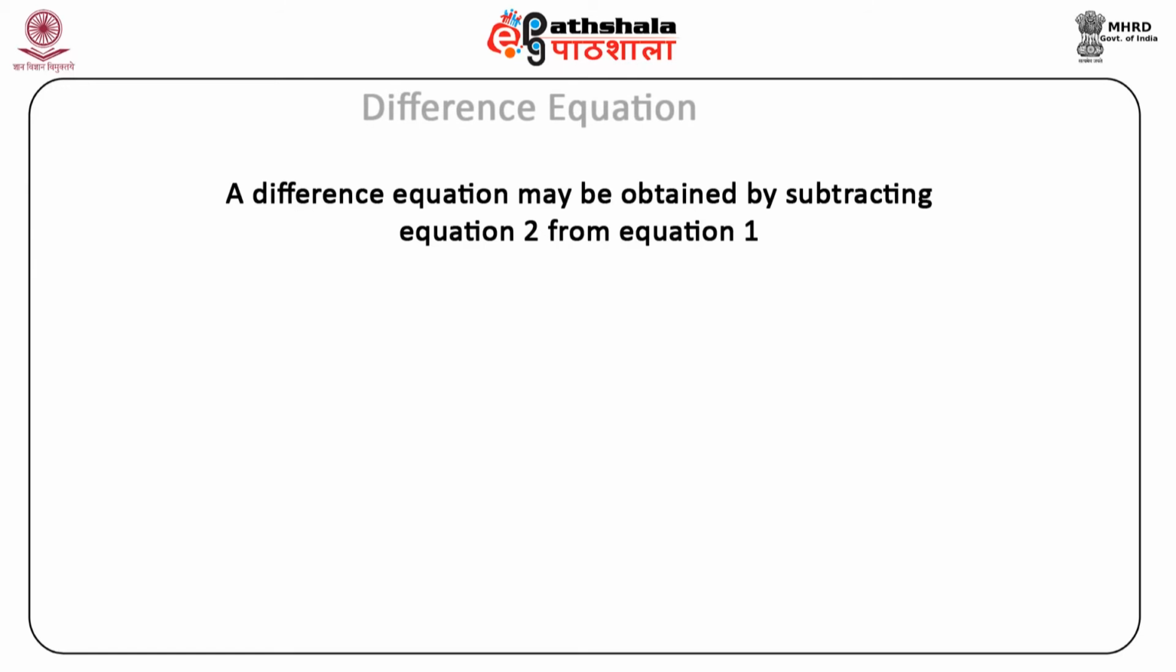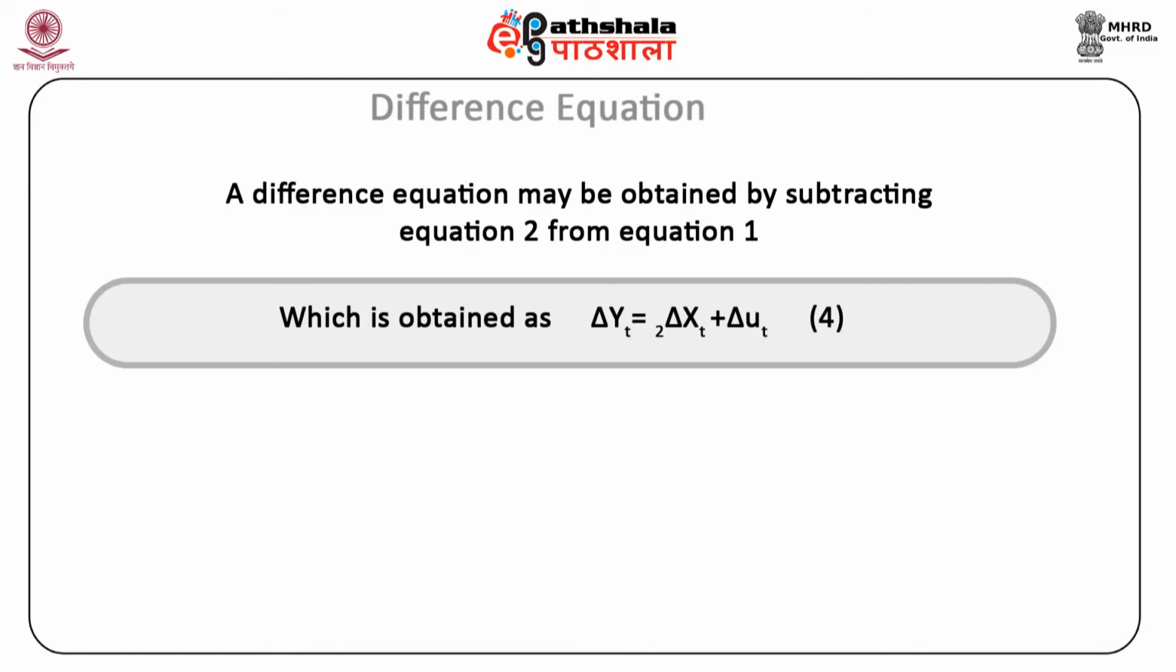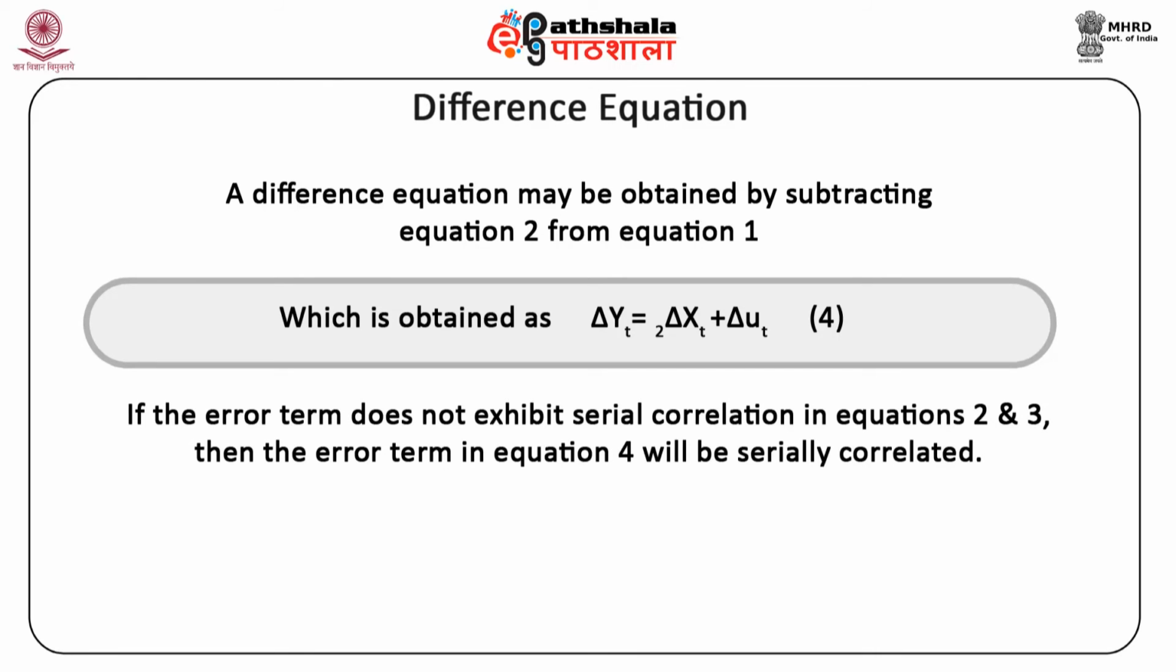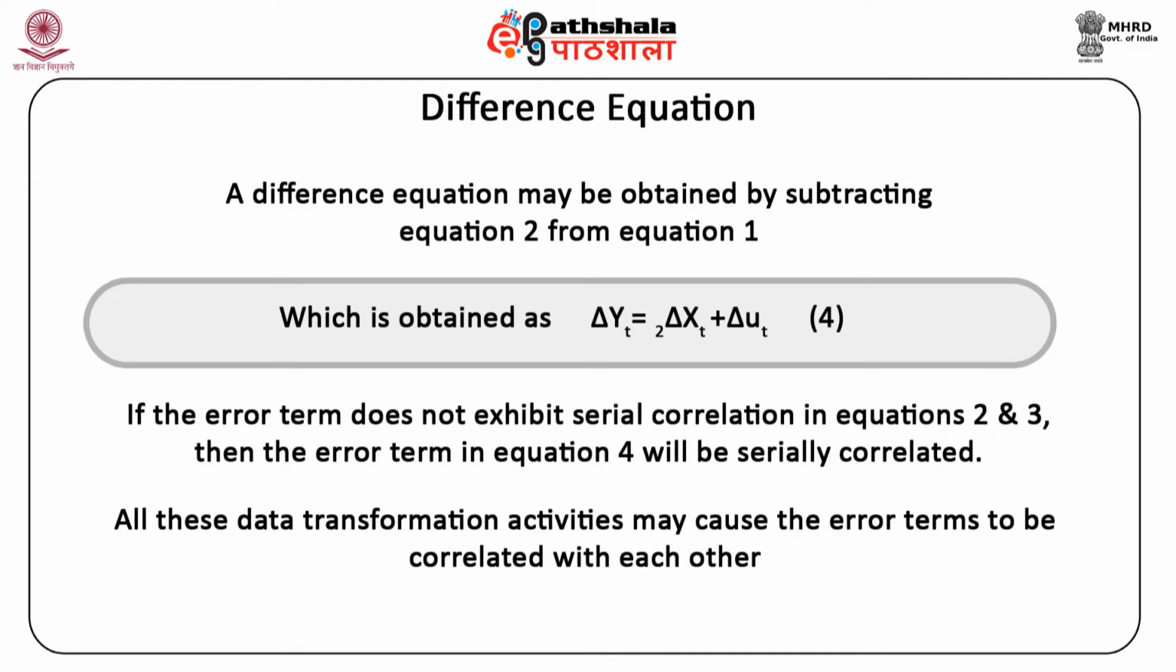Continuing with the discussion of difference equation, a difference equation may be obtained by subtracting equation 3 from equation 2, which gives Δy_t = β2 Δx_t + Δu_t. This is our equation 4. It can be shown that if the error term does not exhibit serial correlation in equations 2 and 3, then the error term in equation 4 will be serially correlated. All these data transformation activities may cause the error terms to be correlated with each other.